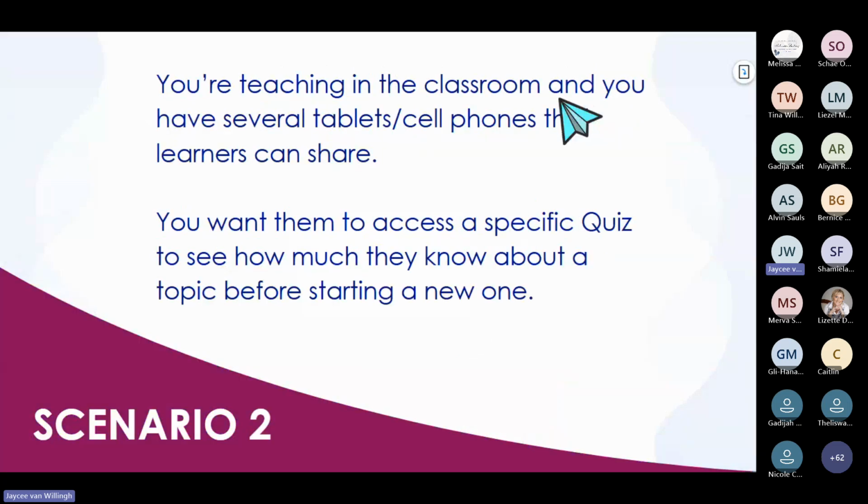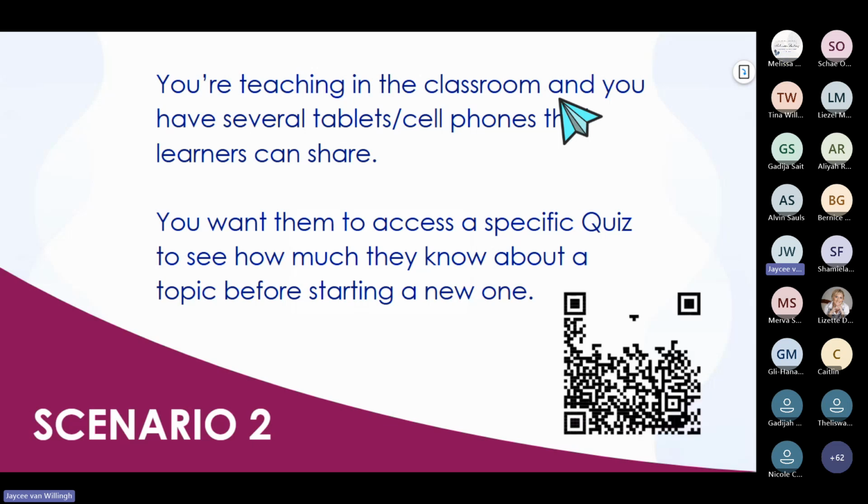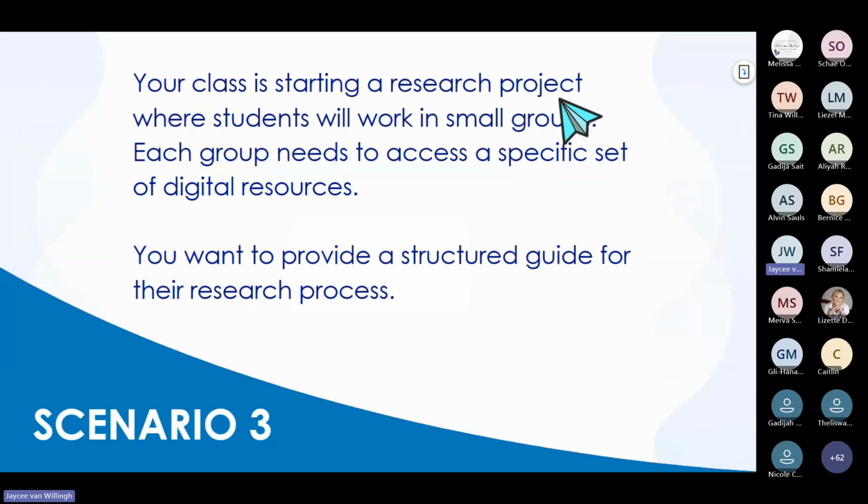You're teaching in the classroom and you have several tablets and cell phones that the learners can share. You want them to access a specific course to see how much they know about the topic before starting a new one. Which product would you use? Okay, we've got Canva, QR code, QR code, QR code. QR code is the correct one. Right, so let's hold on to that energy for the last scenario.